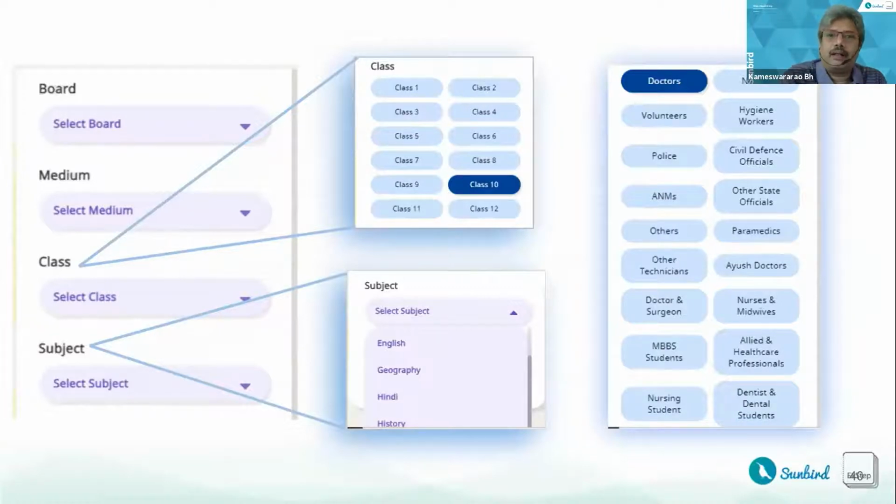Similarly, for example, for COVID-related training material that you want to create, you can have a wide variety of user roles, and based on that you can classify the content, and they can access what is relevant to them based on this, right?